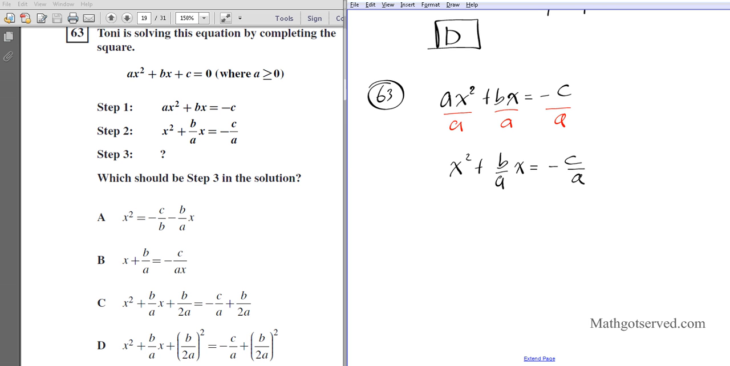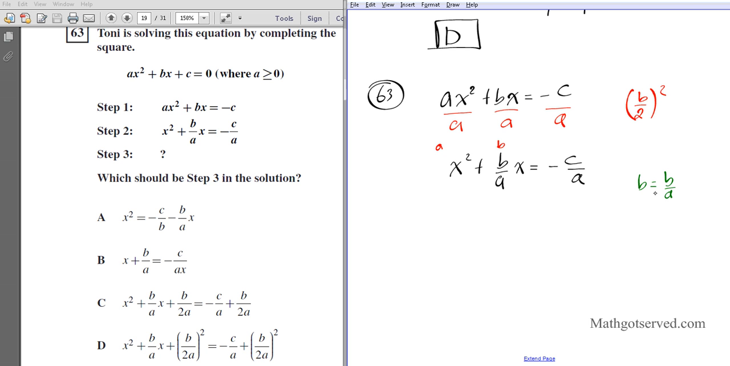Now to complete the square, you need to add b over 2 squared to both sides, right? So in this case, this is a right here, and this is b. So b is b over a, okay? So we want to do b over 2 squared. This is slightly complicated, so let's work it out. We have b is b over a.